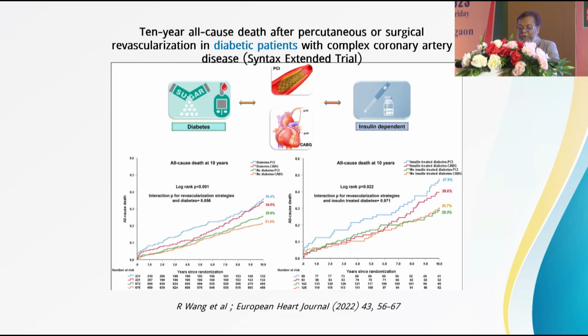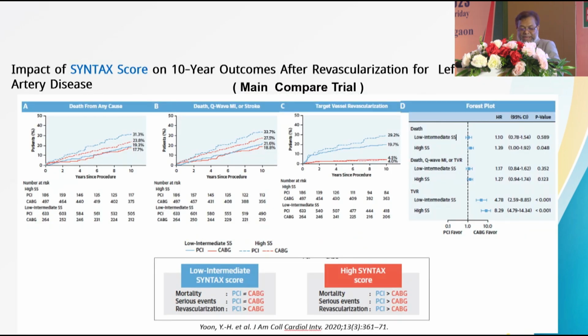And 10-year all-cause death after percutaneous or surgical revascularization in diabetic patients is definitely in favor of CABG. And the SYNTAX score 10-year outcome after revascularization for left main compared trial here also shows that for mortality and serious events, a low to intermediate score is in favor of PCI, and a high SYNTAX score is in favor of CABG.